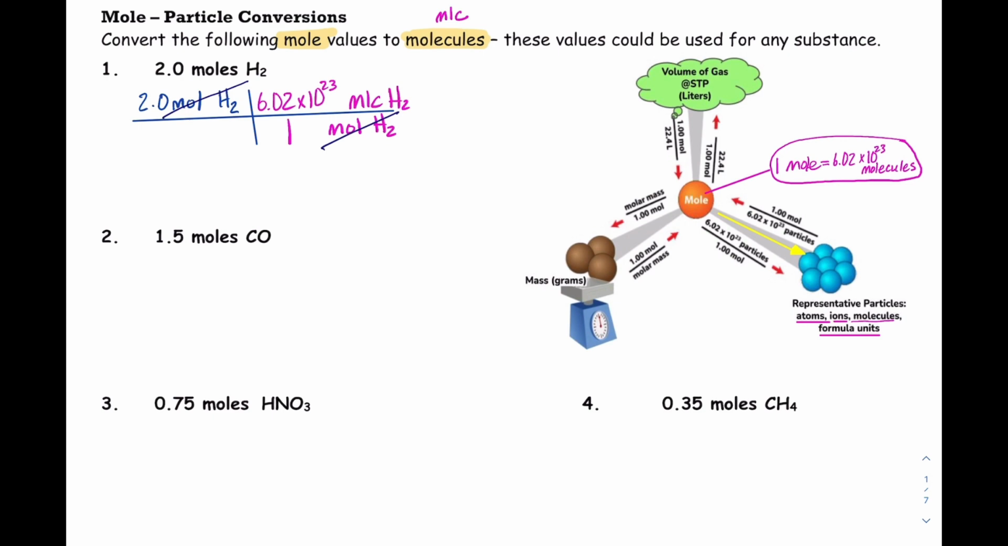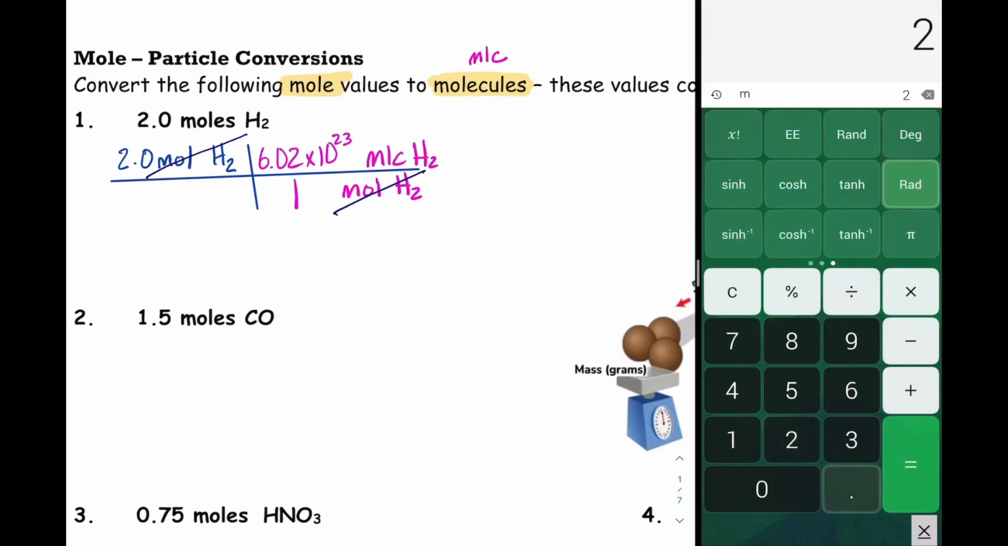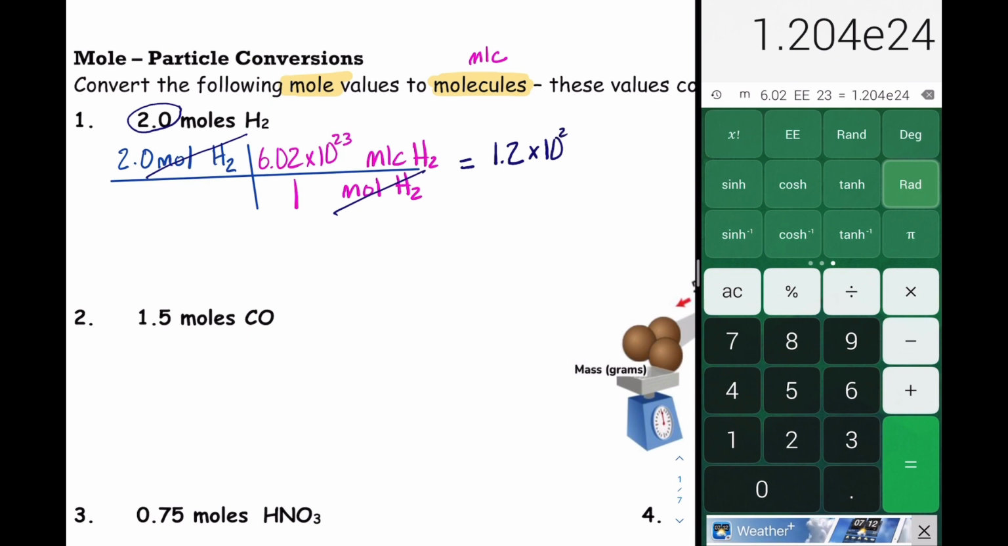Let's get our calculators out to solve. 2.0 times 6.02 EE, which stands for exponent 23, equals 1.204 times 10 to the power of 24. Remember to use significant digits in your final answer. Our given value has 2 significant digits, so we're going to round our final answer also to 2 significant digits. So 1.2 times 10 to the power of 24, and our label in our answer will be molecules of hydrogen.